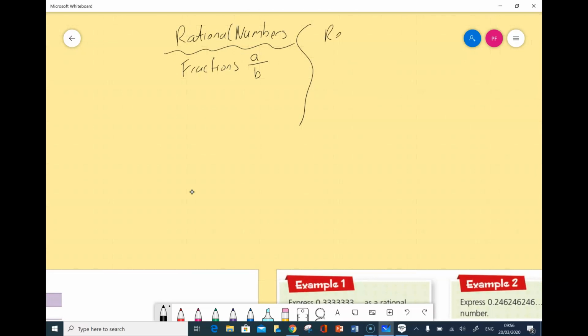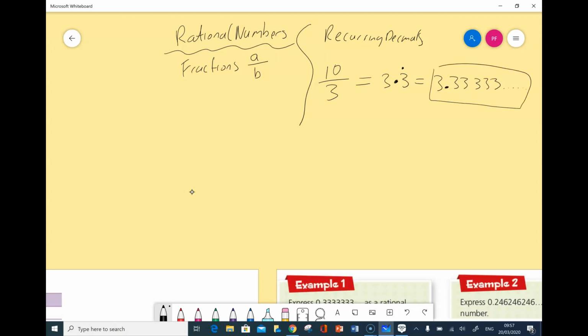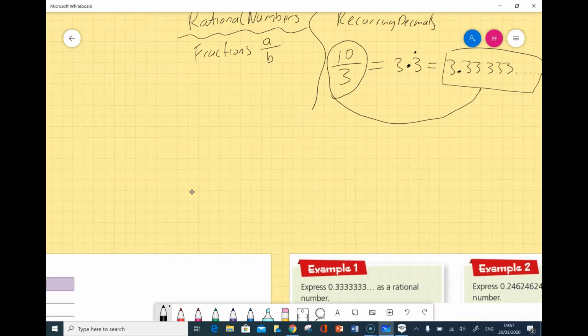We're also going to have a look at recurring decimals. What do I mean by that? If you put 10 over 3 into your calculator, you get 3.3, and depending on your calculator, you might get a dot over it. The dot means it keeps going and going forever. So what we're going to practice today is, if I get a recurring decimal like 3.333333 on forever and ever, can I turn it back into a rational number, back into a fraction?